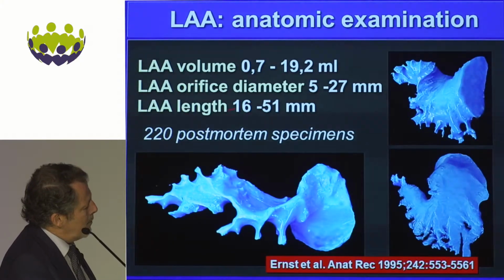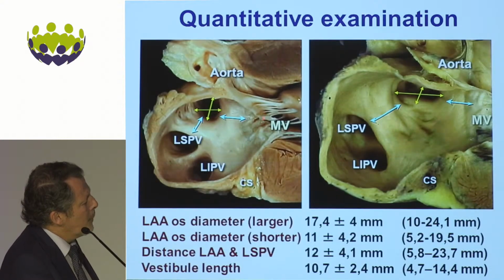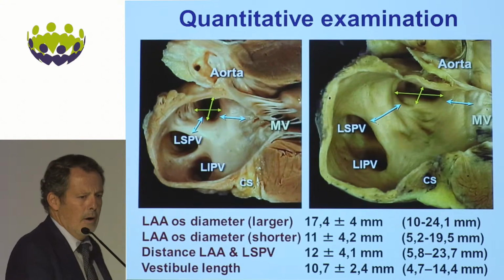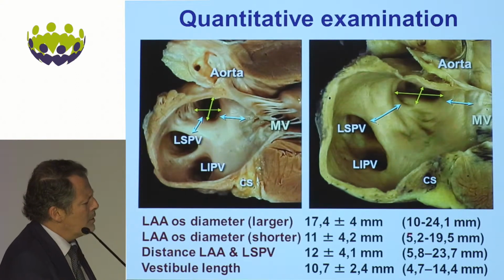The diameter of the orifice can be seen here with a range between 5 to 27 millimeters, and the length of the appendage with a range between 16 to 51. In this endocardial aspect, you can see the orifice of the left atrial appendage, the presence of the lateral crest, and the larger and the shorter diameter of the orifice of the left atrial appendage, with a range between 10 to 24 for the longer, and the shorter with a range between 5 to 20 millimeters.